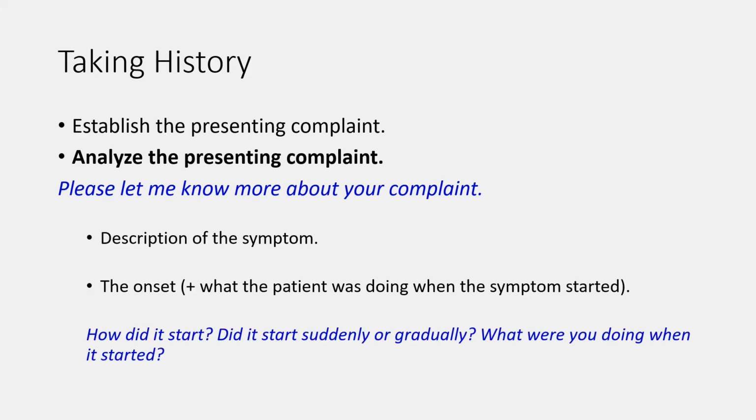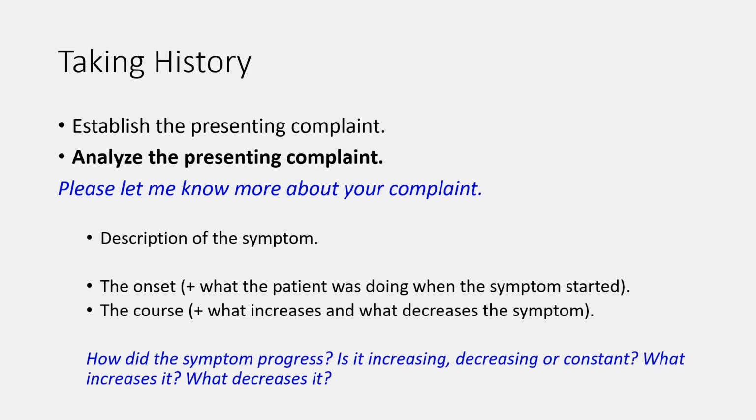The onset means asking the question, how did the symptom start? Did it start suddenly or gradually? The onset is linked to another item, which is what the patient was doing when the symptom started. So, you should ask, how did it start? Did it start suddenly or gradually? What were you doing when it started? The course means asking the question, how did the symptom progress?